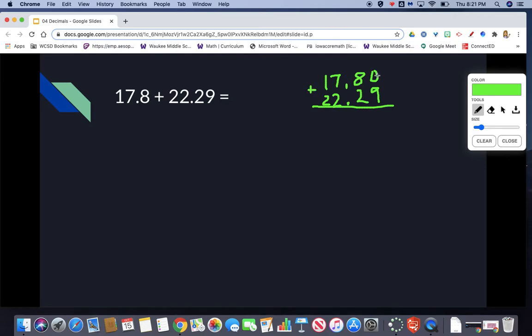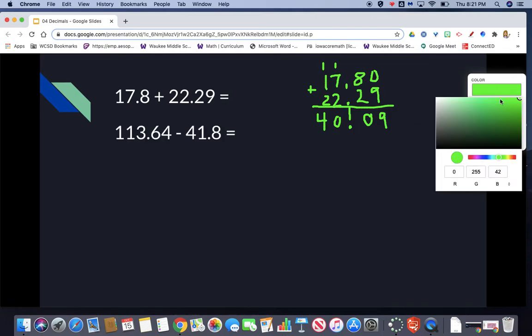Now I add. 0 plus 9 is 9. 8 plus 2 is 10. Drop the 0, carry the 1. 7 plus 1 is 8, plus 2 more is 10. Drop the 0, carry the 1. 2 plus 1 is 4. Where does my decimal go? Straight down into my answer. 40 and 9/100ths. Let's try a subtraction problem.